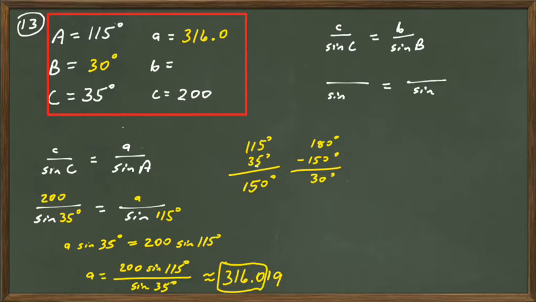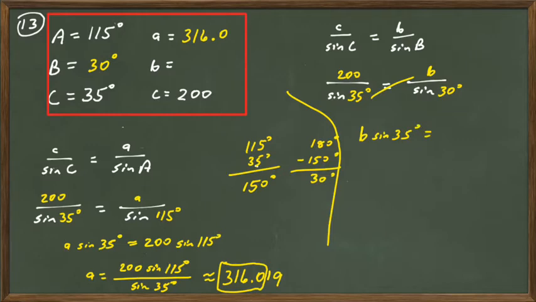Okay, what is side C? 200. Angle C, 35 degrees. Side B I'm looking for, but how about angle B? 30 degrees. Again, cross multiplying gives me B times the sine of 35 equals 200 times the sine of 30. And so I would have to divide 200 sine of 30. Opposite of multiplying is to divide, so I divide by the sine of 35 degrees.